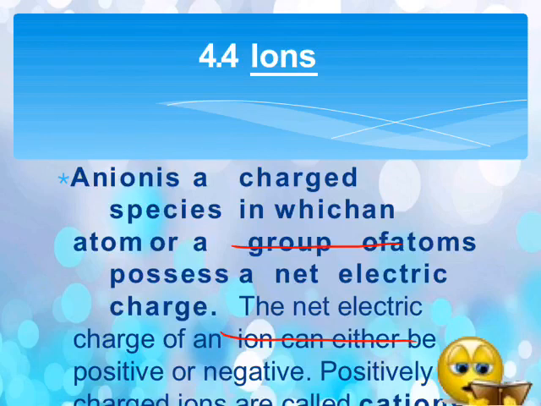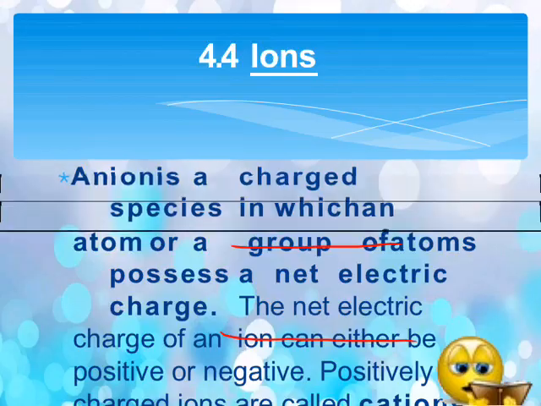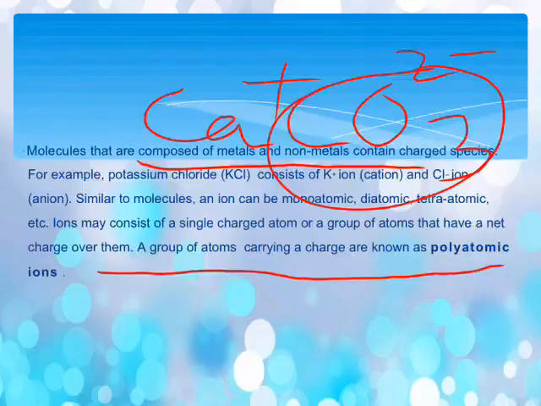Similarly, we can see ions. Now what are ions? An ion is a charged species in which an atom or group of atoms possesses a net electric charge. The net electric charge of an ion can be either positive or negative. Positively charged ions are known as cations, and negatively charged ions are known as anions. Okay, so we will continue further in the next slide.